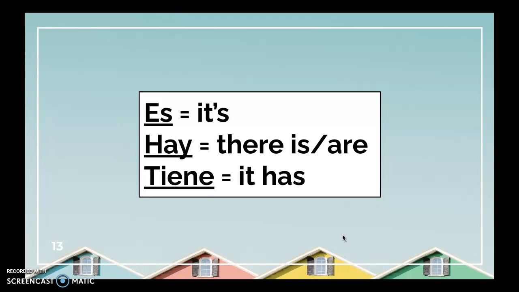So last slide, just a reminder, our three main words, when we're describing our house. Es, hay, and tiene. And you should be good to go. Buena suerte. Good luck.